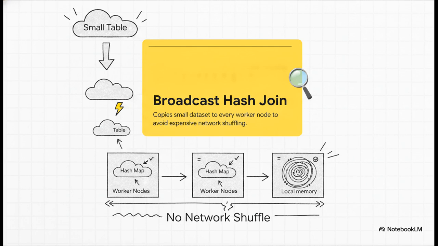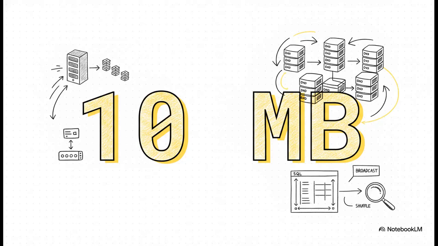Let's focus on the broadcast hash join for a second, because it is by far the most efficient strategy. Instead of moving massive chunks of data all across the network just to match keys, Spark takes the entire smaller table and literally copies it, or broadcasts it, to the local memory of every single worker node. It builds an in-memory hash map right there, which means the join happens entirely locally. No sorting, no heavy network shuffles. It's brilliant.